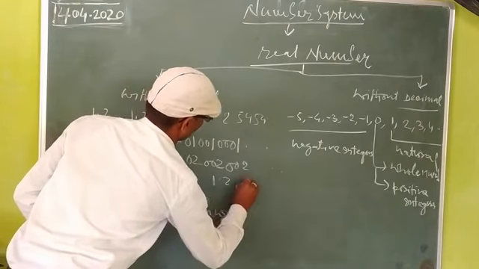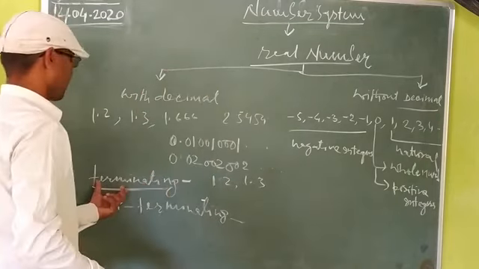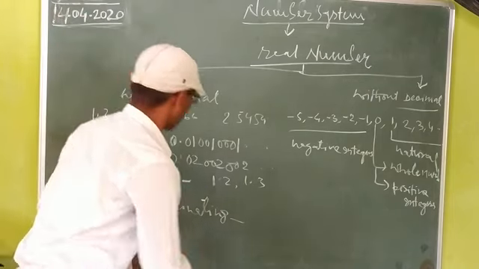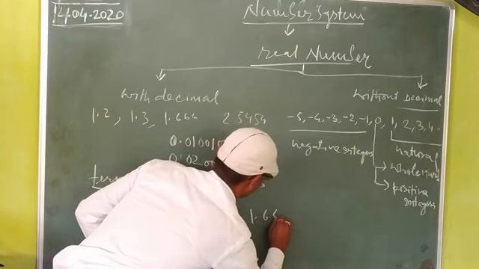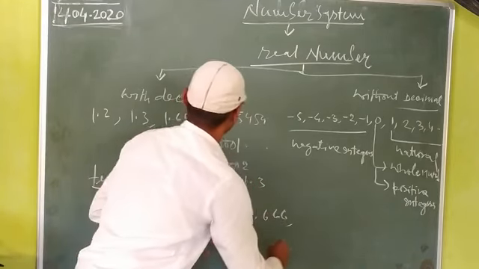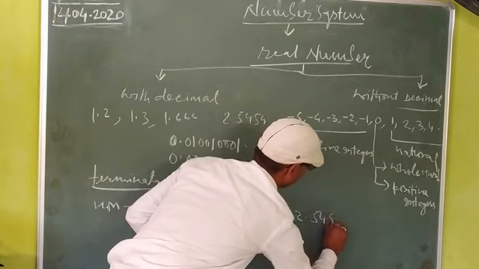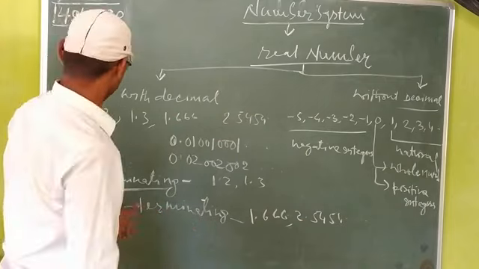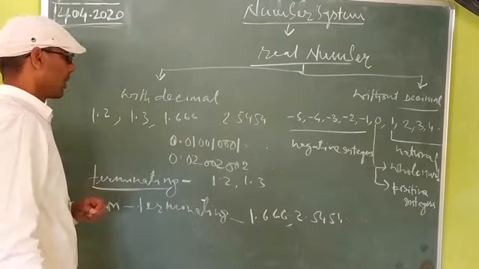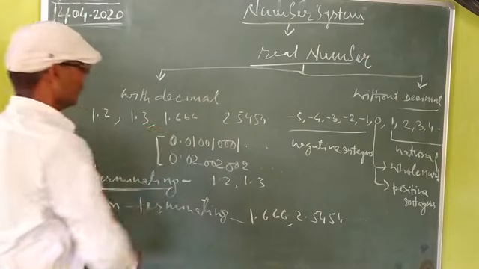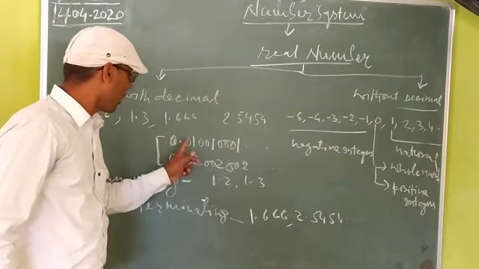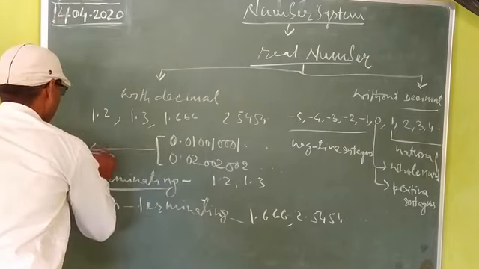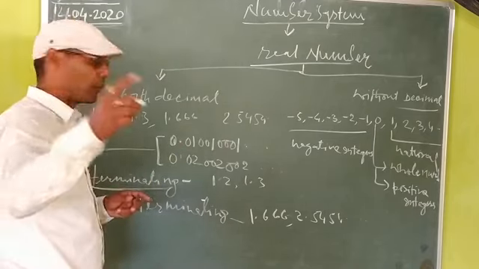Suppose 1.2, 1.3 are in the terminating category, and in the non-terminating category we are taking 1.66, okay, and 2.5454, dot dot dot. Here is dot dot also. Yes, it is. These are non-terminating. And here are two decimal expansion numbers written on your blackboard, my dear. You can say it is neither terminating nor repeating.